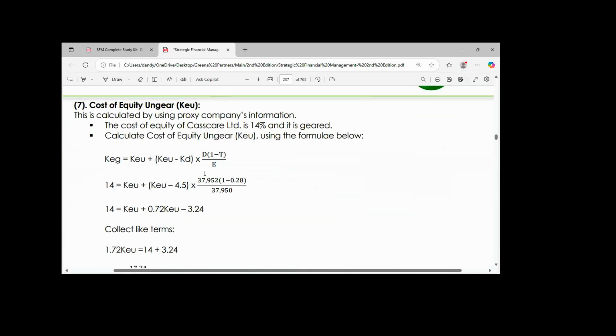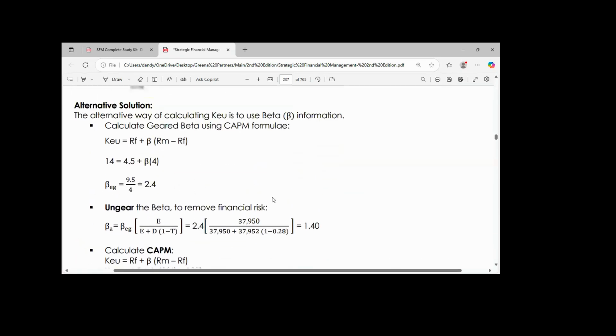Okay, so let's go and calculate the value of debt. The debt is a 40 million naira bond traded at 94.88.